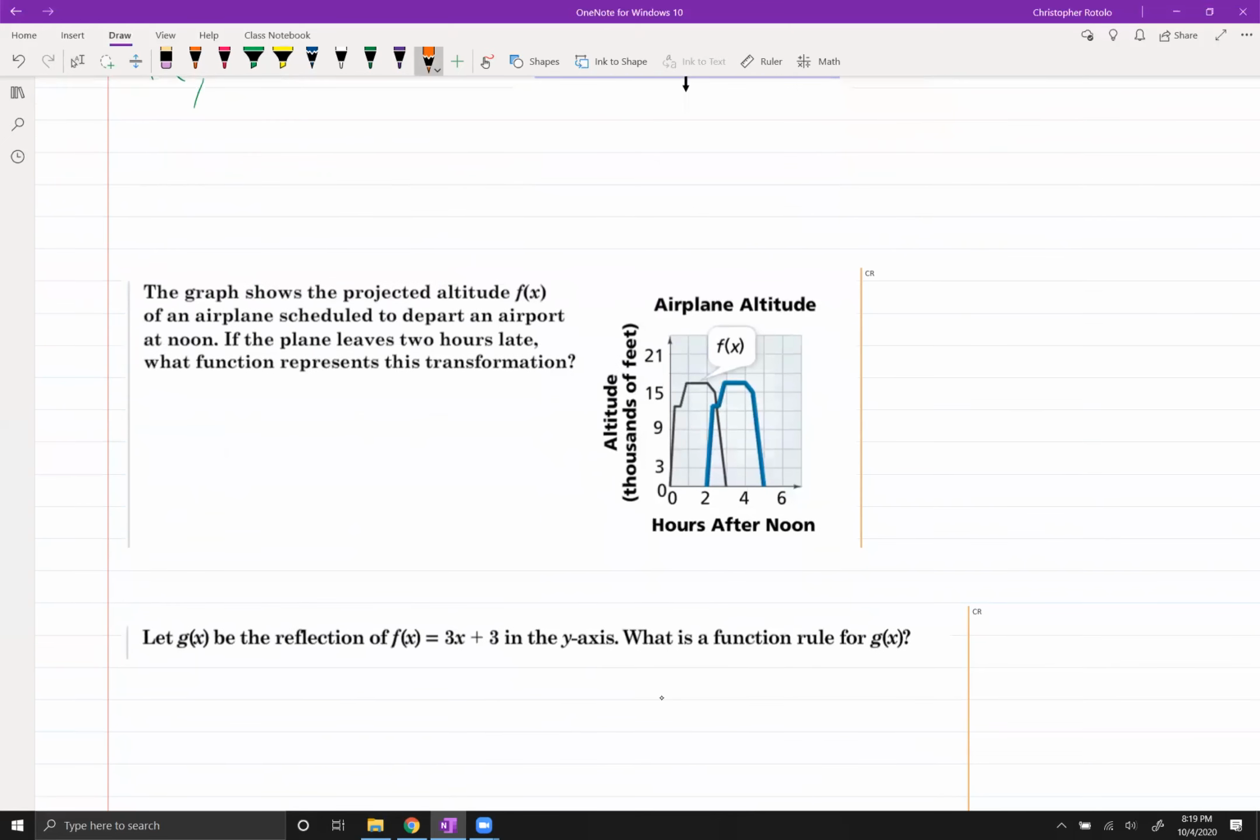All right, so the graph shows the projected altitude for an airplane scheduled to depart an airport at noon. If the plane leaves 2 hours late, what function represents this transformation? Okay, so here's what we have going on. We have f of x. It is whatever this weird looking shape is for the altitude. Now, would this turn into the function f(x) + 2? Okay, so has it been moved up 2 based on all the things we talked about? No, right? So this would not be the function.